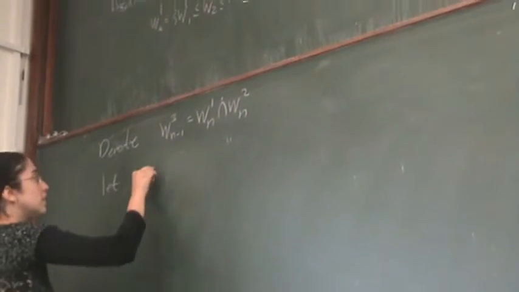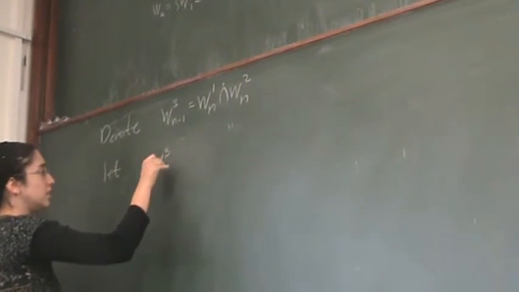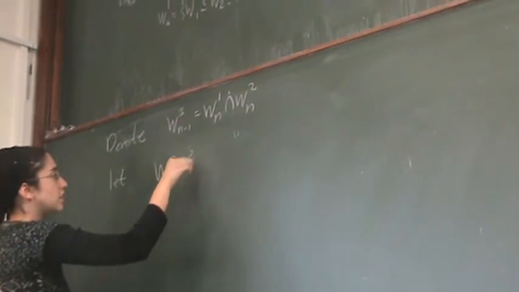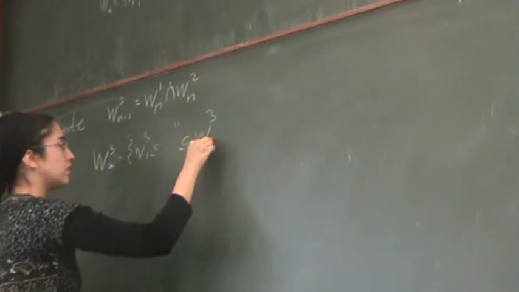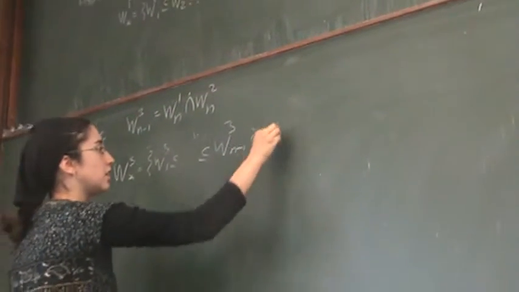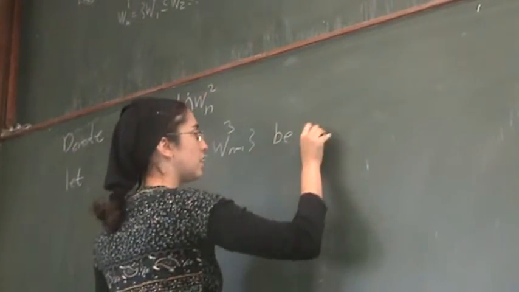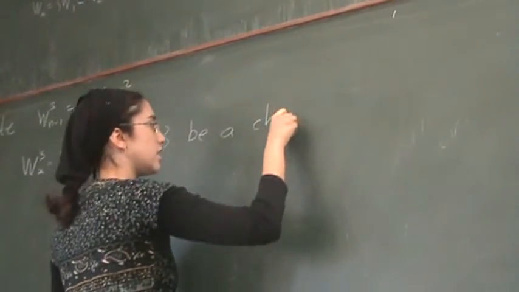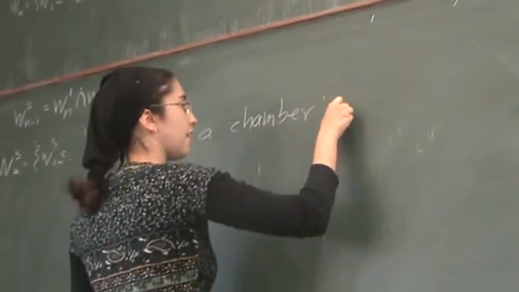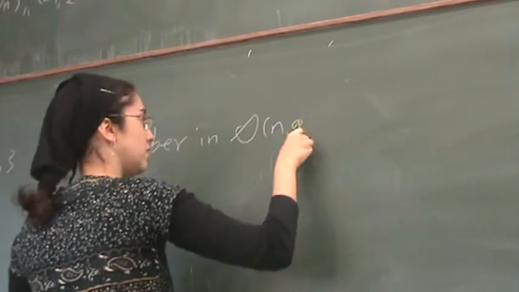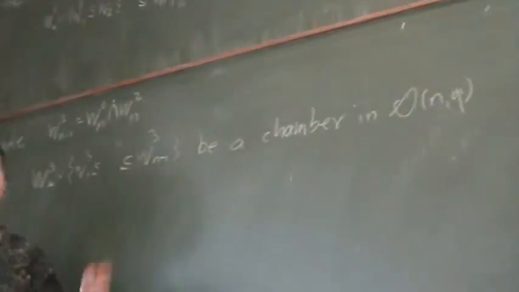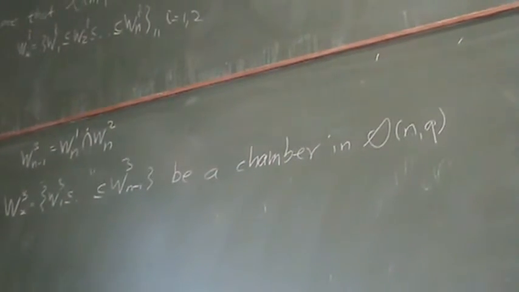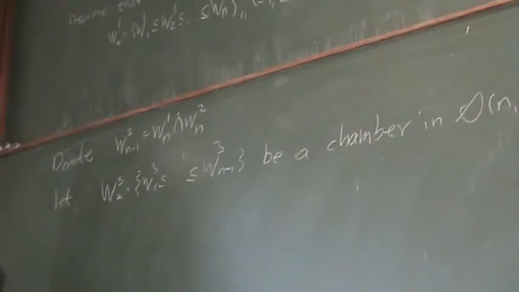And now, let W3 star (n-1) be a chamber in S_n(Q). Any chamber whose coordinate is this.